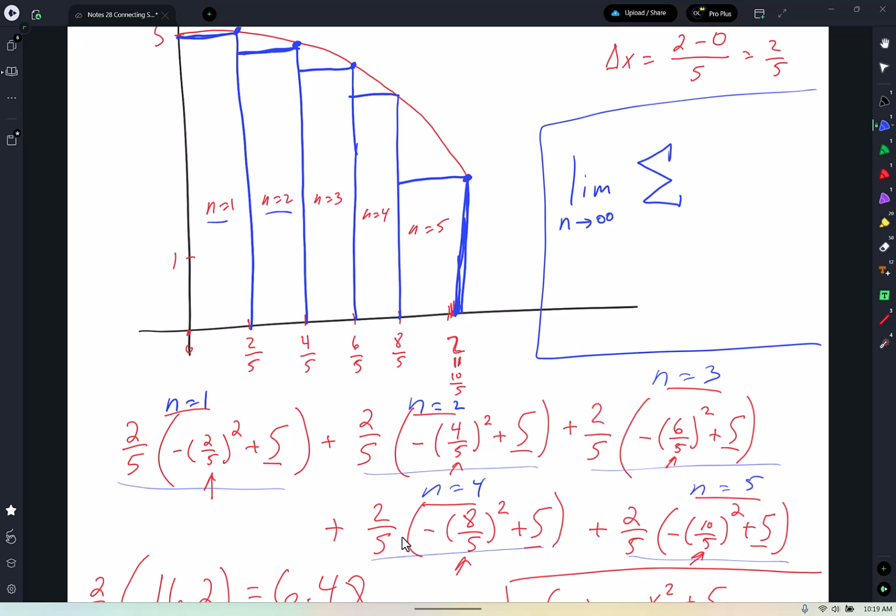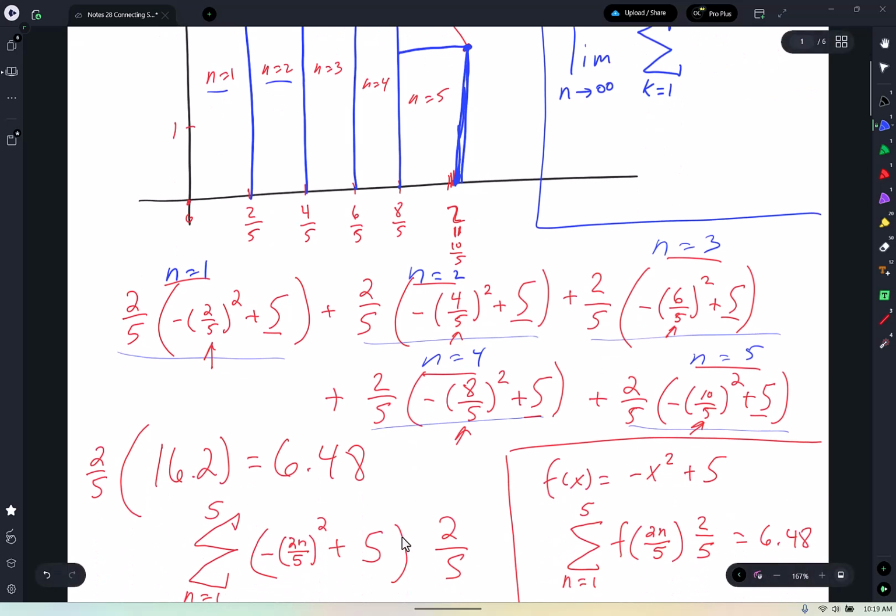Now, I already used the letter N. I got to use a different letter. So usually you use I, J, or K. Which one is your favorite from those three? Okay, I, J. It doesn't matter. All three of those are very common. K, because no one said K. K is 1, all the way to the nth rectangle. Now remember, what is n approaching? Infinity. And then let's see, which one should we do first?